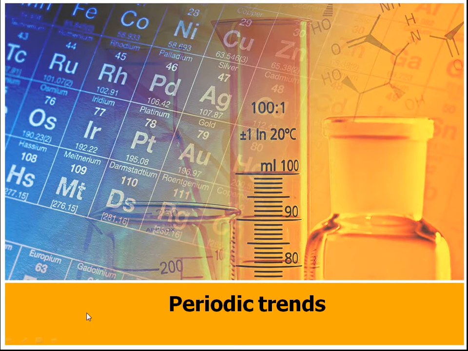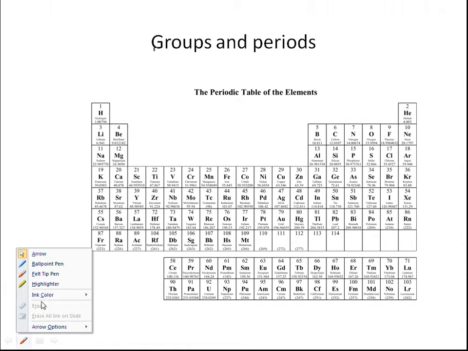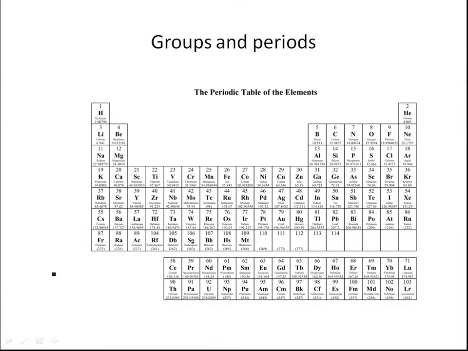Okay, so we're going to have a look at some periodic trends, that is trends that you can find in the periodic table. Okay, so why don't we start by looking at groups and periods. A group is a vertical column from top to bottom. And the group number tells us the number of electrons in the outer shell.